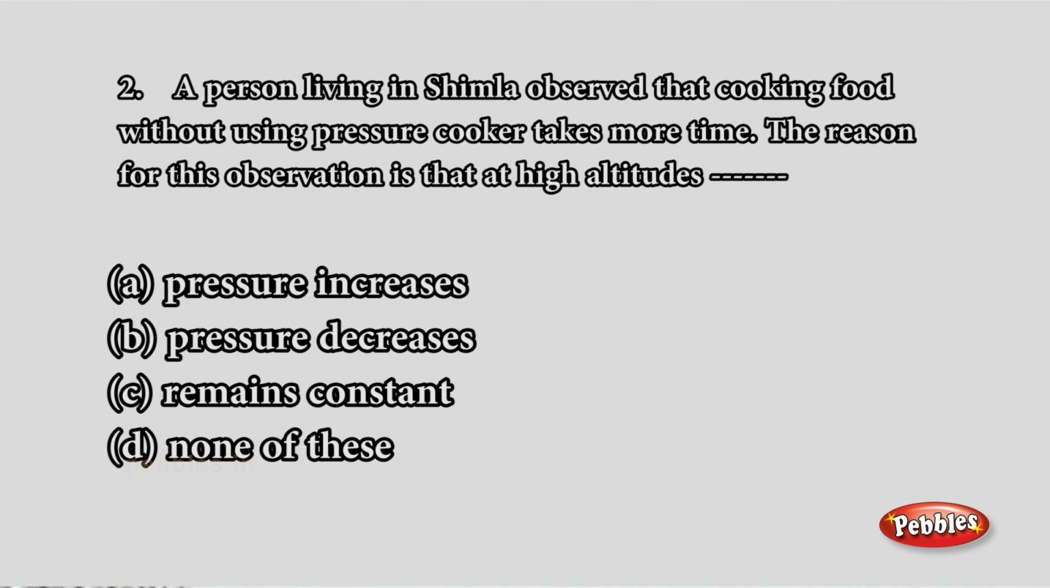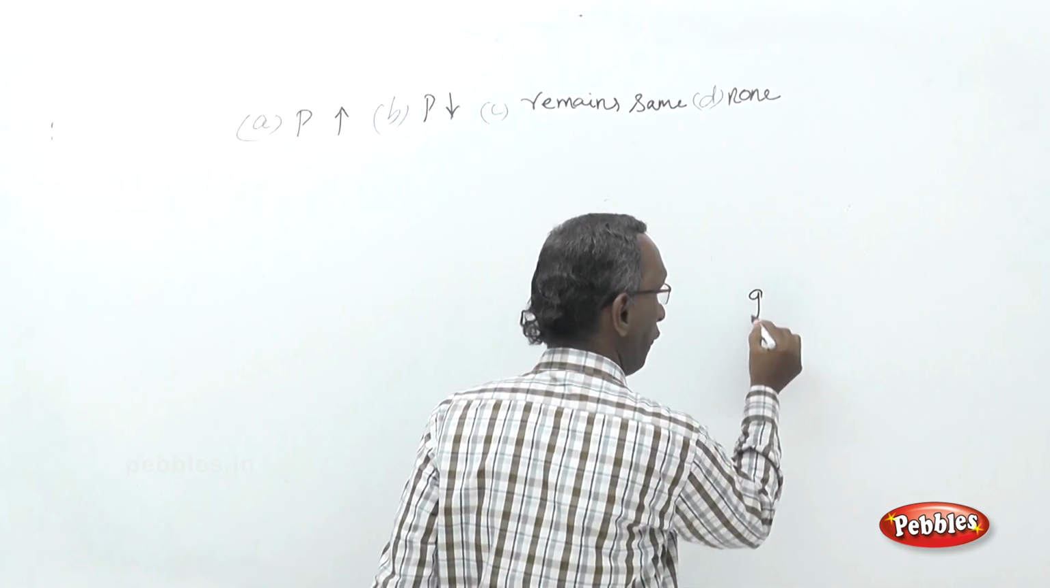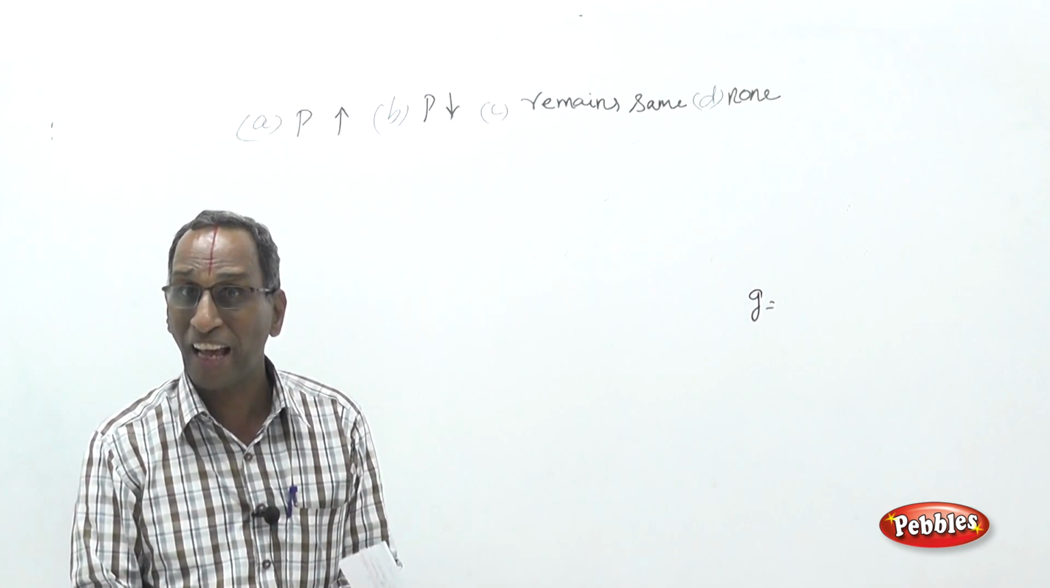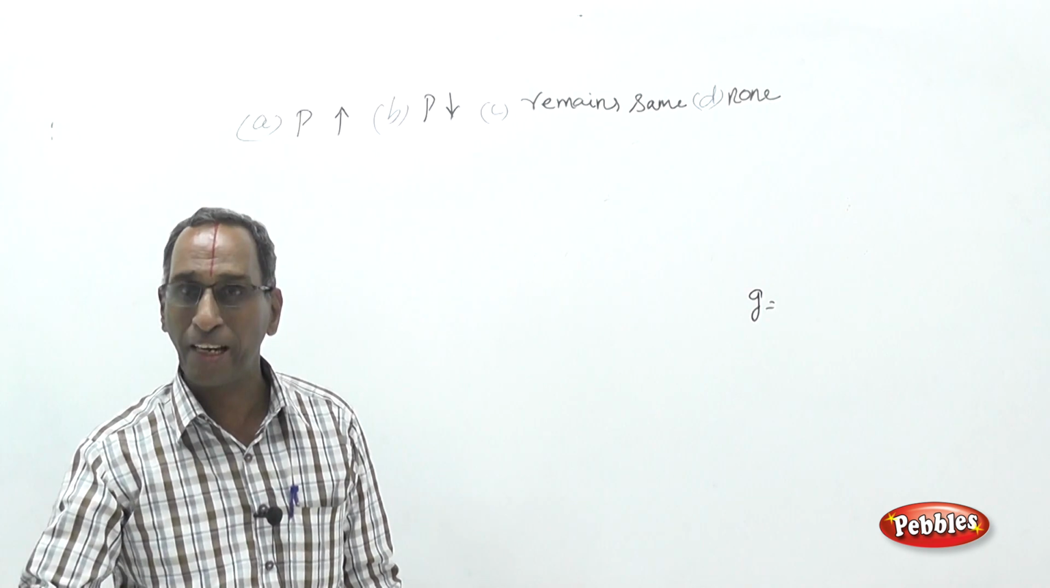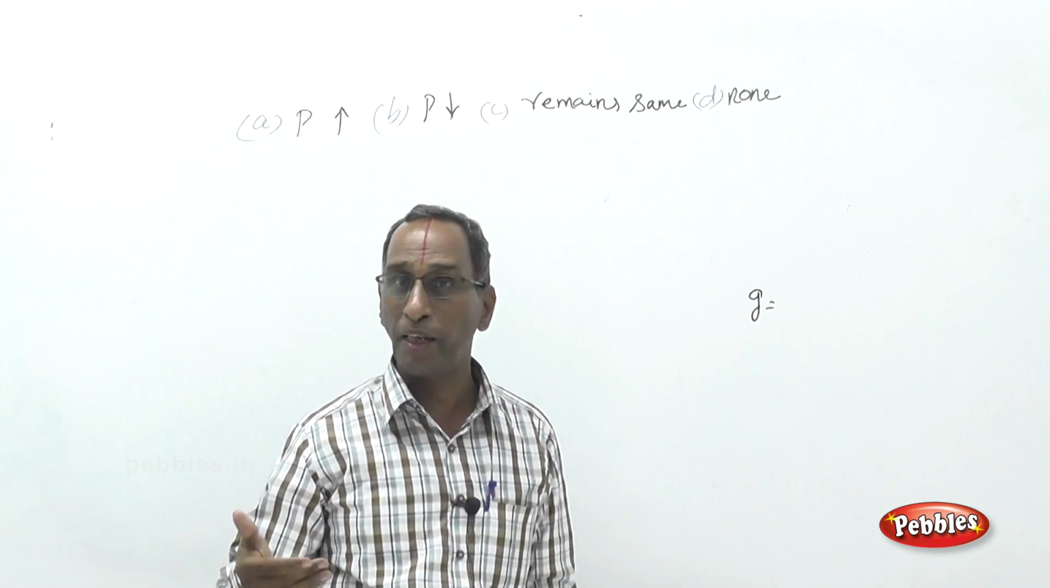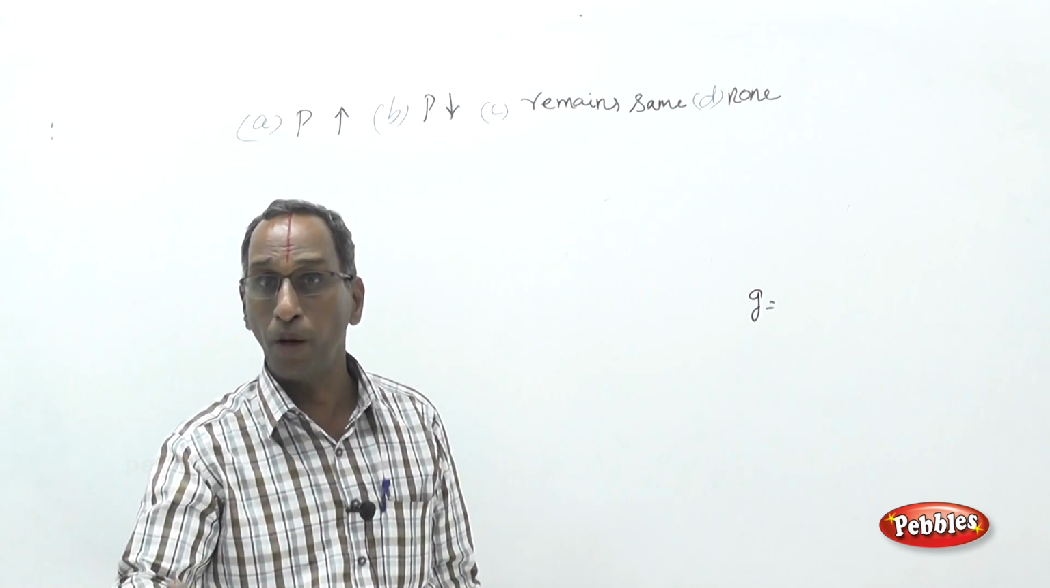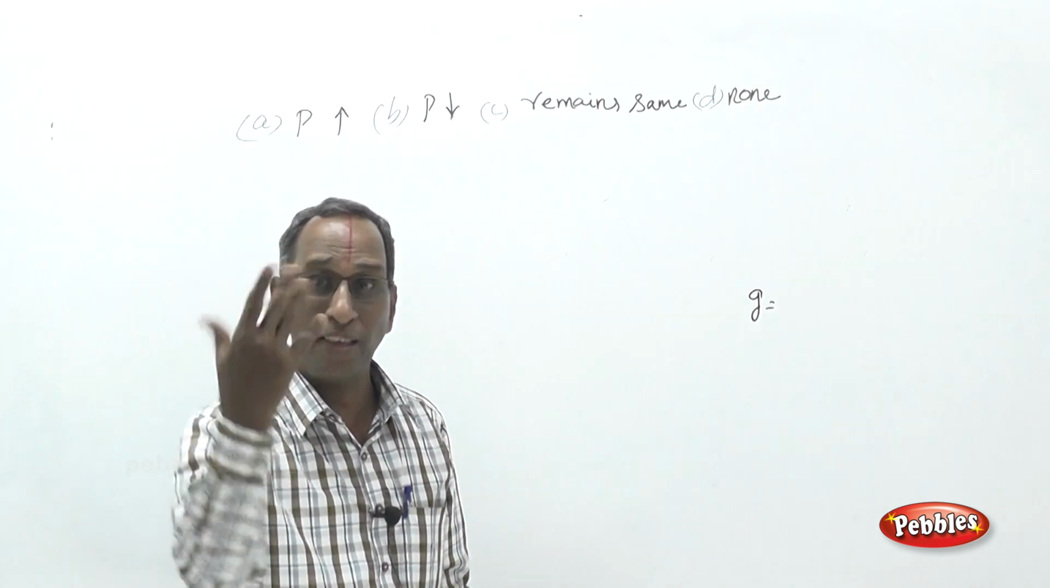Four choices are given: at higher altitudes, whether the pressure increases, or the pressure decreases, or the pressure is not altered, or none of the cases. We have to analyze the choices. We know that in physics, acceleration due to gravity, g, varies from place to place. The average value is 9.8 meter per second square, but it varies slightly from place to place. At a high altitude place it is different.